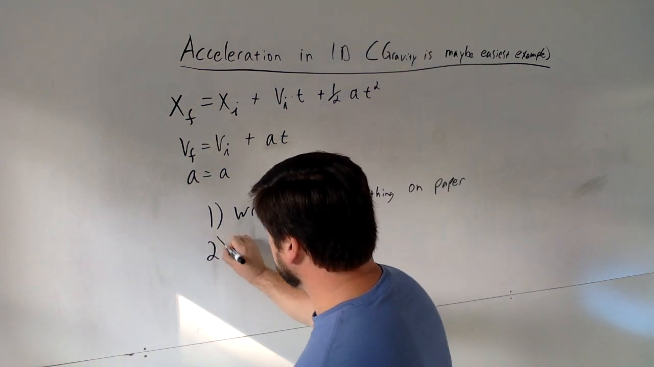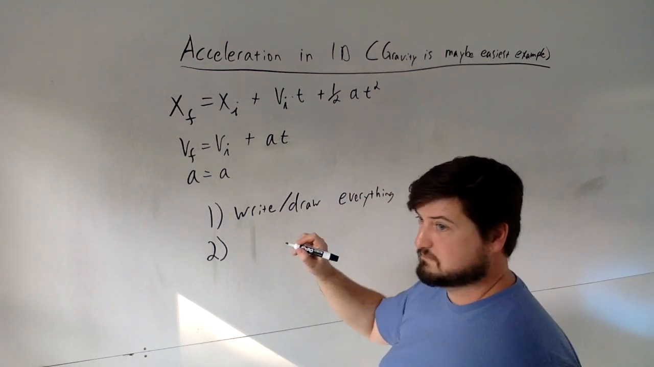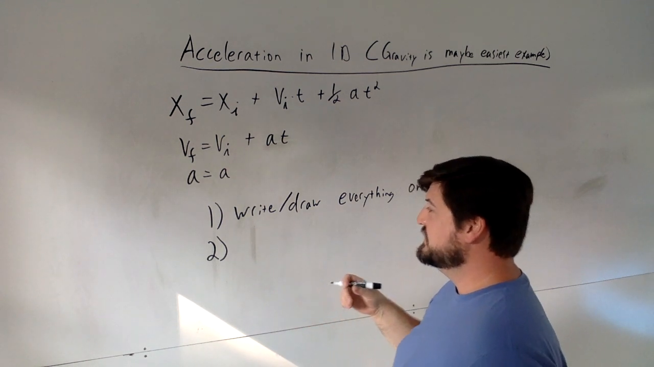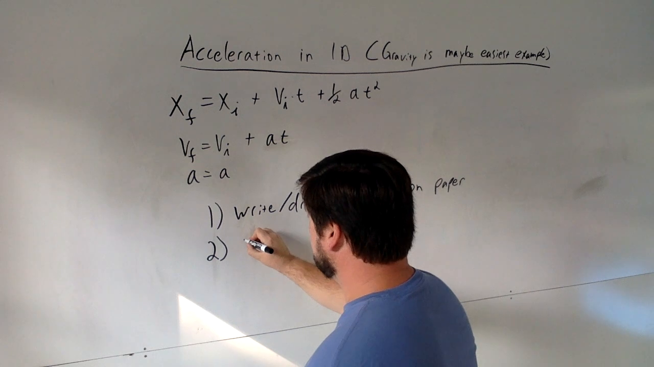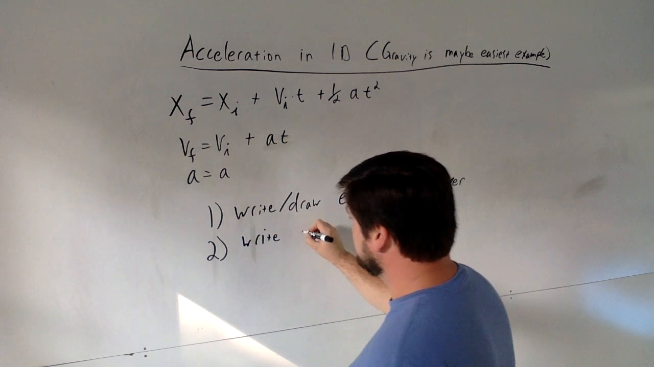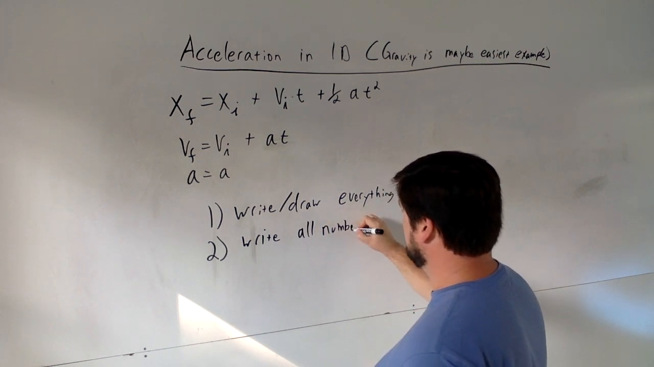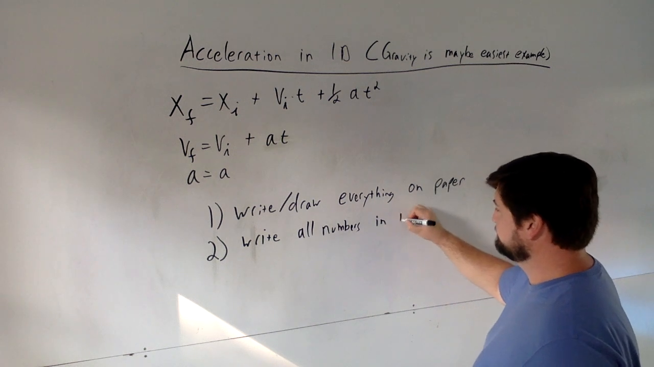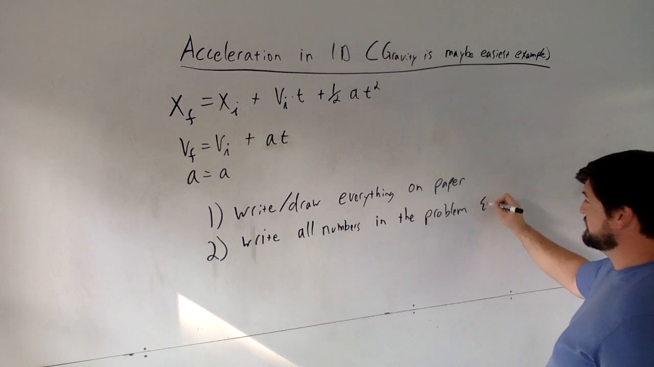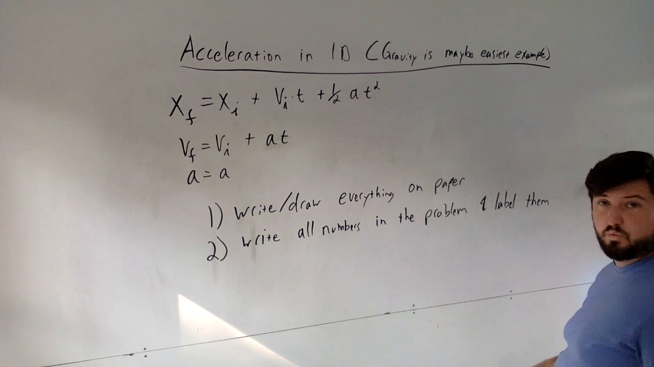Step 2, okay? What is step 2? Question mark. Step 3 is make blank. No, I'm kidding. Step 2, I want you to write all numbers in the problem and label them. What do I mean by that?